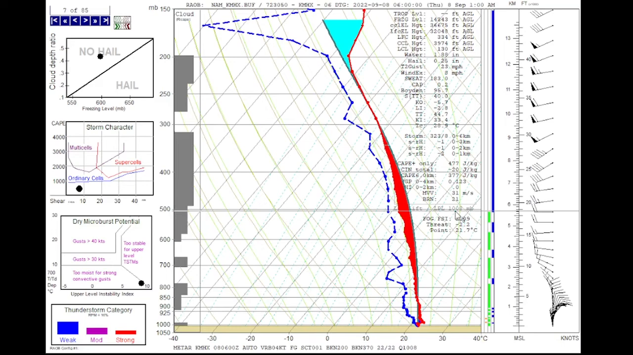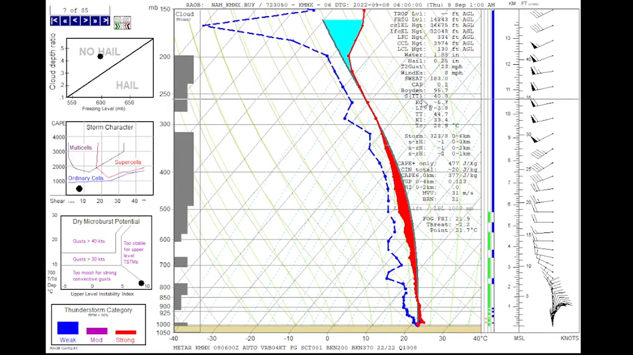Negative 3 to negative 5, unstable, thunderstorms probable, and less than a negative 5 is very unstable and is heavy to strong thunderstorm potential. So we're on the weak side of that, but we're going to have some sort of lifting mechanism to cause that thunderstorm to kick off.